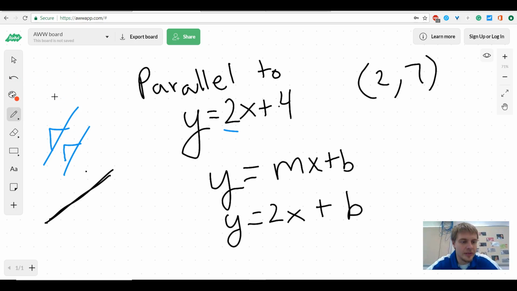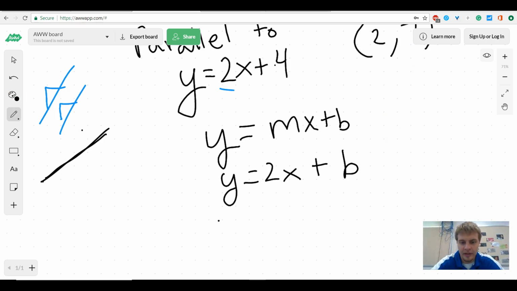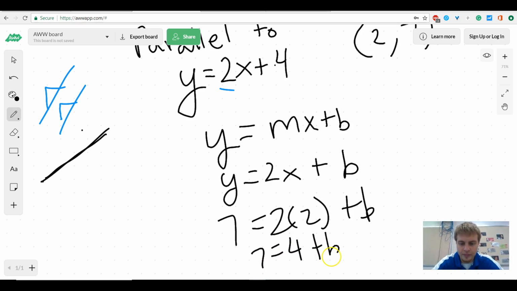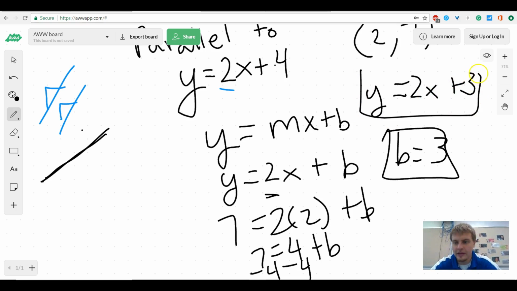Now, when we see this over here, we're going to write this as x and write this as y. And we're going to plug that in. So I'm going to have 7 equals 2 times 2 plus b. Or 7 equals 4 plus b. Or when I minus 4, I'm going to get that b is equal to 3. So that is going to be my b value. And then because I knew my slope from before, I can write this as y equals 2x plus 3.